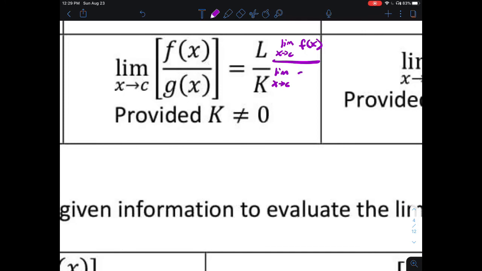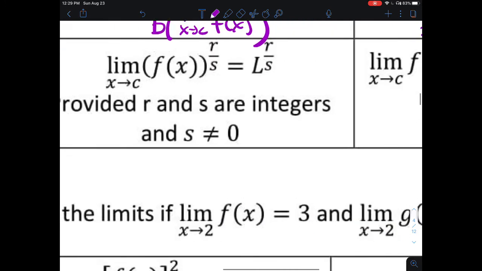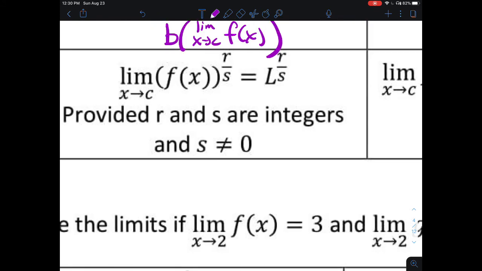I could turn around and divide that by the limit as x approaches c of g to get my answer. Now that only works provided that the limit of g does not equal 0, because it's going to create something that's undefined. So if I'm trying to find the limit of a power function, if f of x is a continuous function, and that's for another video, I could find the limit of f and then apply my power exponent to my answer at the end.